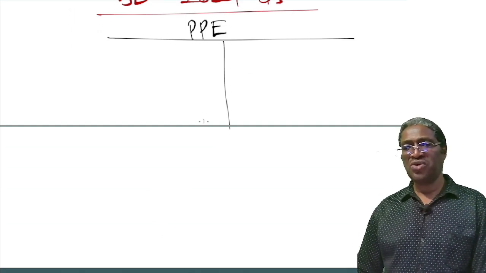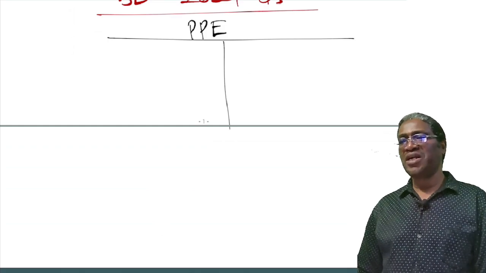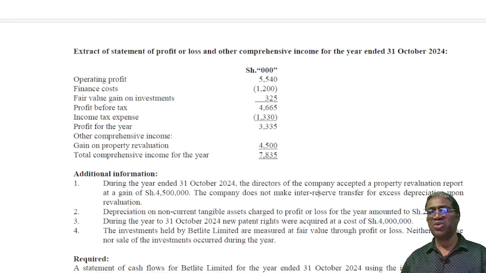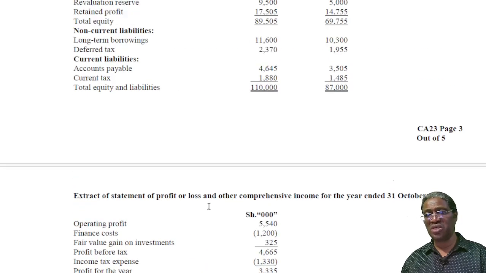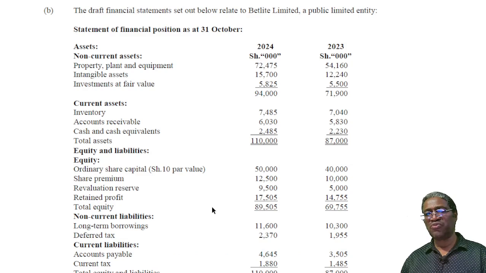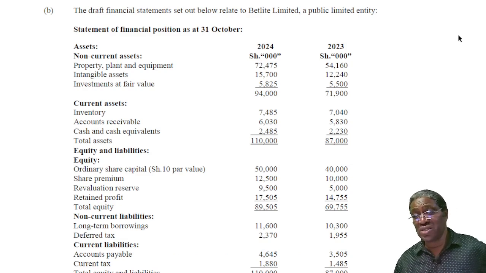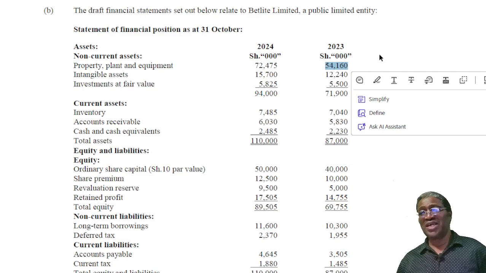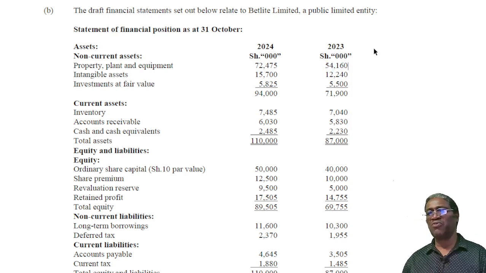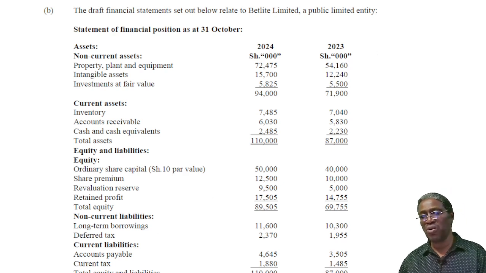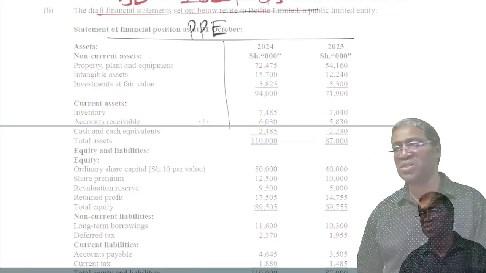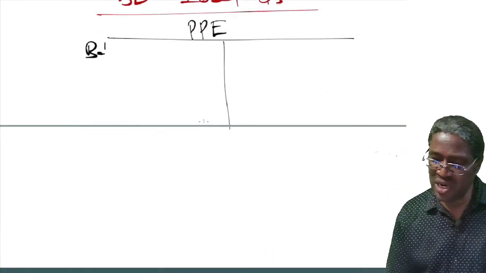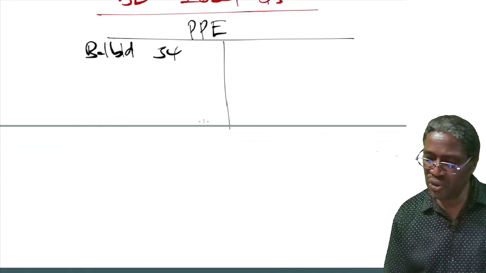Good. Let me go to the balance sheet last year, and we pick the book value last year. From the balance sheet last year, which I hope you can see is the second column. The second column is the balance sheet of 2023. The first column is the balance sheet of 2024. We are starting with the balance of 2023. And I can see there given as 54,160. So bring it down. Come and see your balance brought down, 54,160.